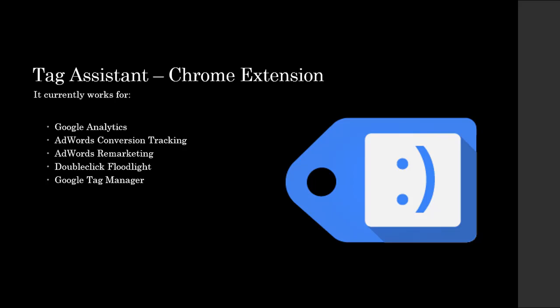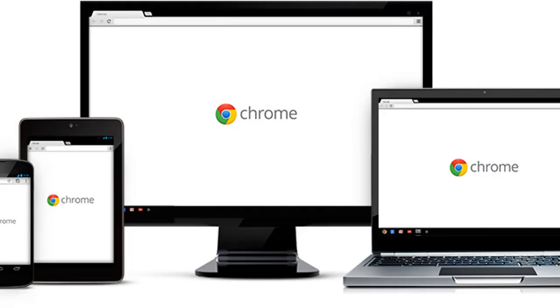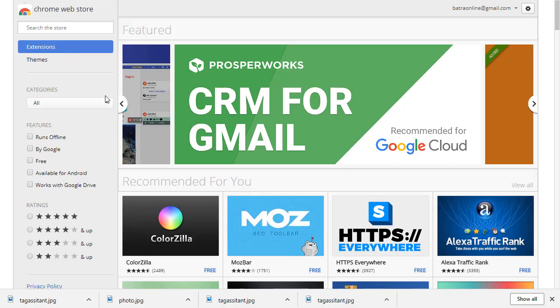So let's take a look and see where you can get this Tag Assistant and how you can start to use it to validate your Google Analytics tags. Google Tag Assistant is a Chrome extension, as I mentioned before. That means it works with the Chrome browser. So if you do not have the Chrome browser, then please install it before proceeding.